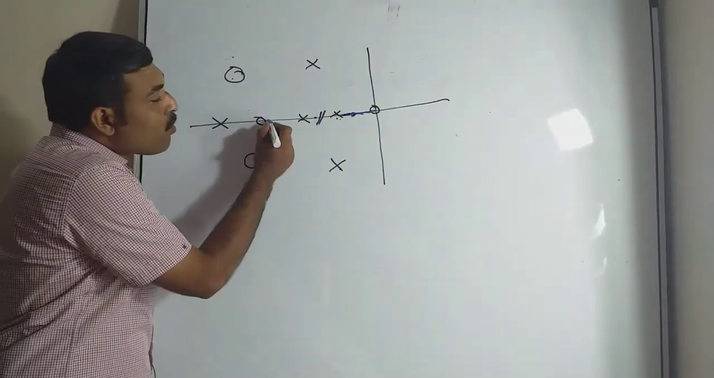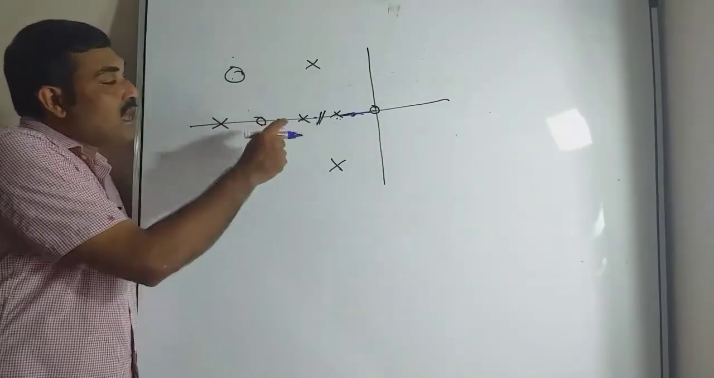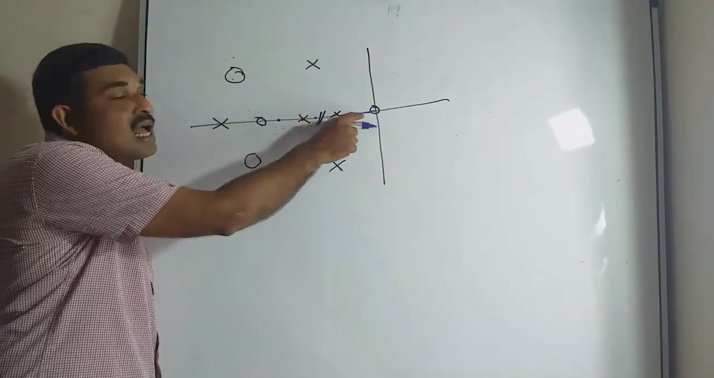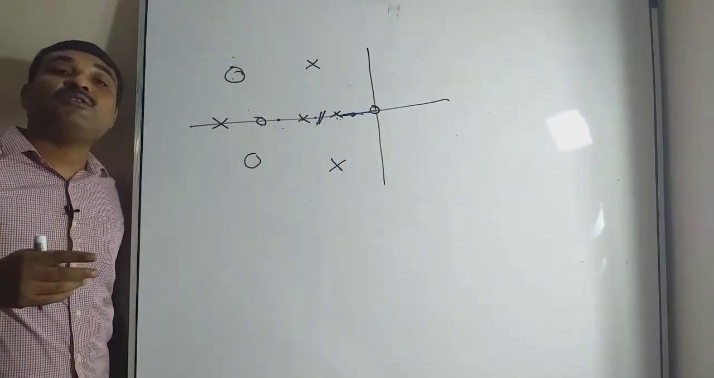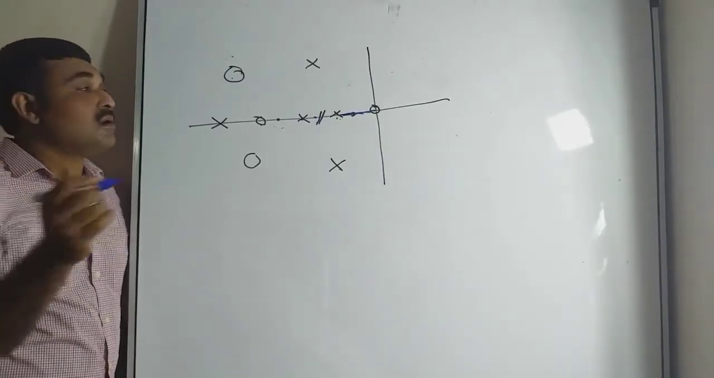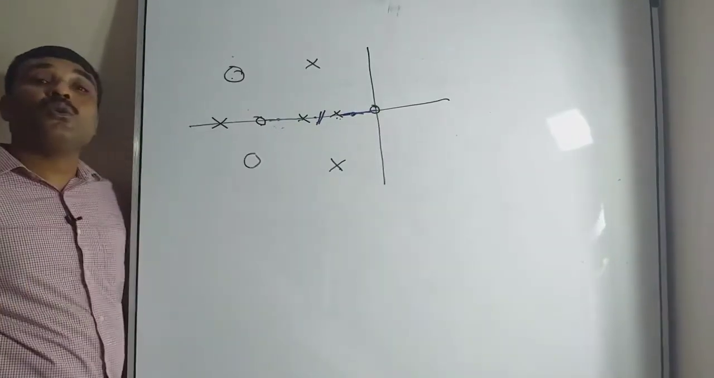Now consider a point in between this zero and this pole. Let this be the test point and count the number of poles and zeros. We have 2 poles and 1 zero. So 2 plus 1, the total number of poles and zeros is 3. That is an odd number. So this portion of the real axis lies on the root locus.